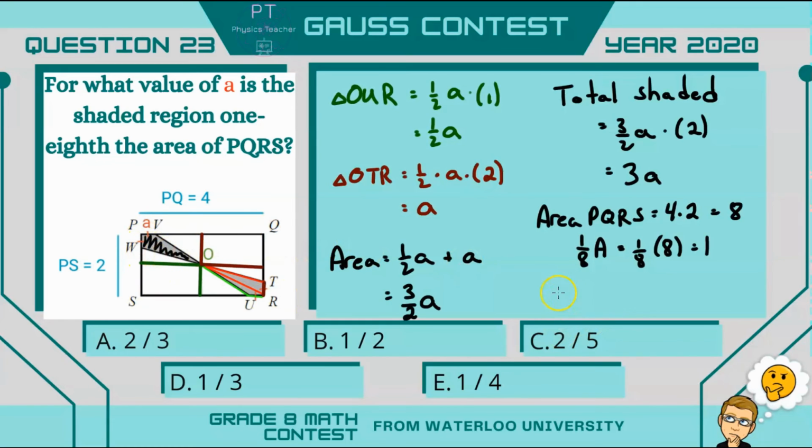So the question would be, for what value A is the shaded area, we know the shaded area is 3A, going to be equal to 1/8 of this area, which is 1. So if we rearrange that, we get A equals 1/3, or our answer is D.